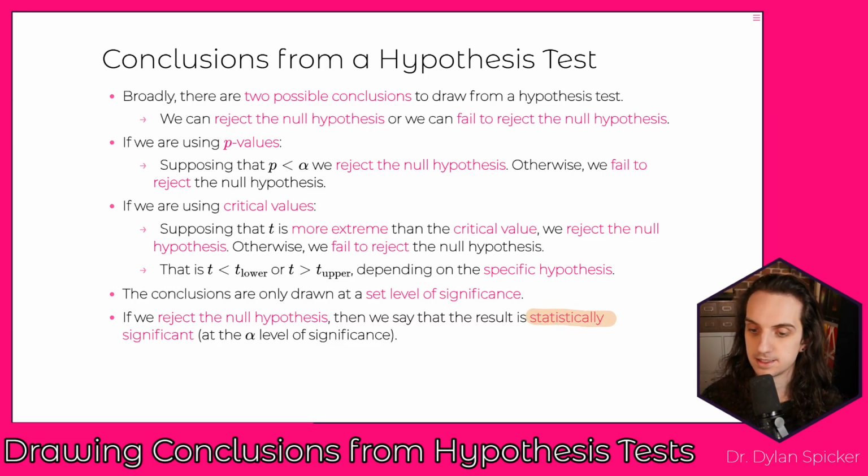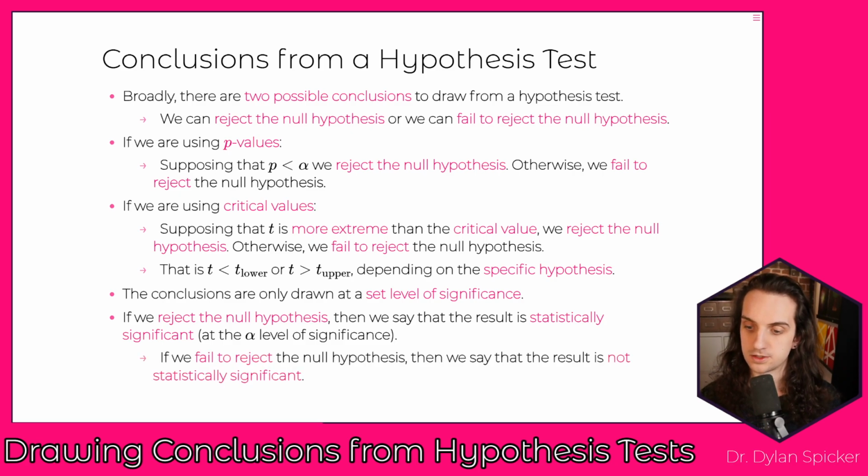So if we reject the null hypothesis, then we also can use the language that the result is statistically significant, and specifically at the alpha level of significance. So we say we reject the null hypothesis, therefore this result is statistically significant at the alpha level of significance. And so if you see a statistically significant result, what that means is that a null hypothesis has been rejected at some level of significance.